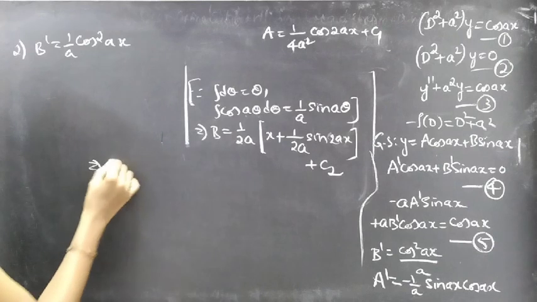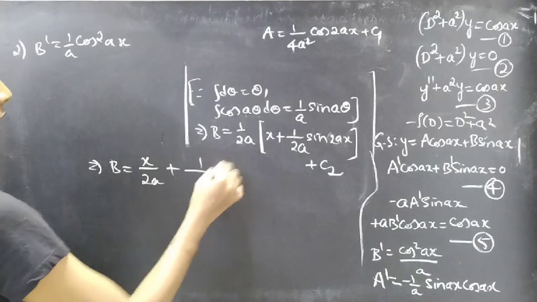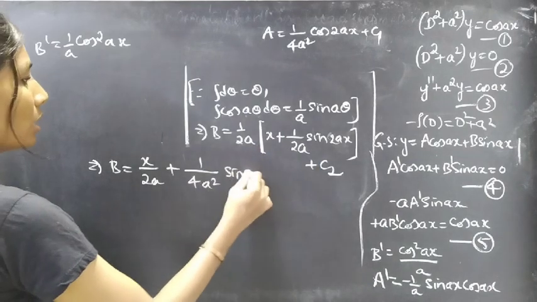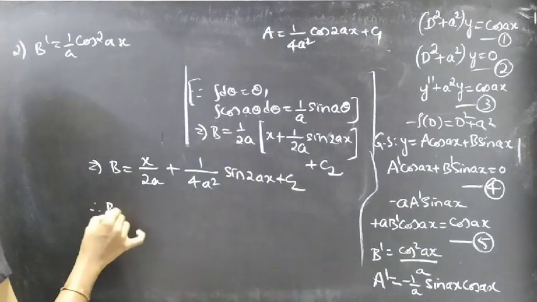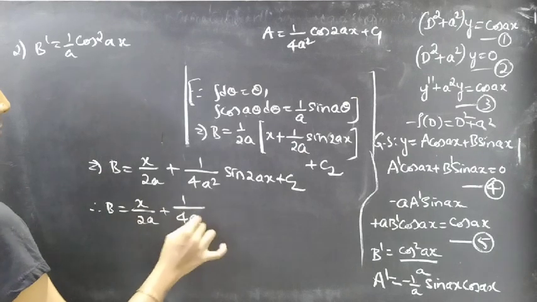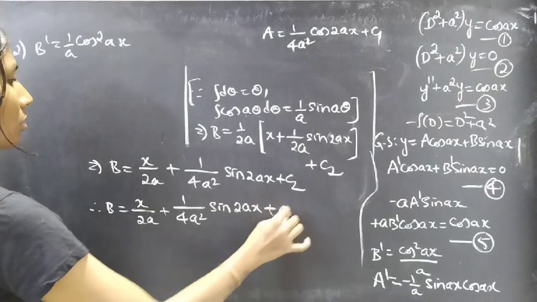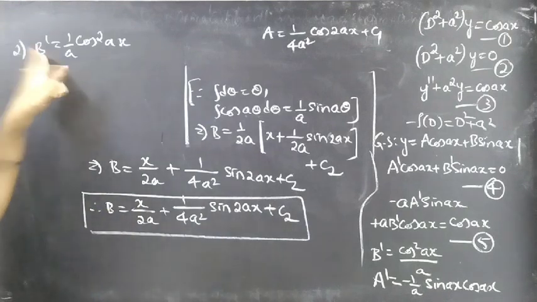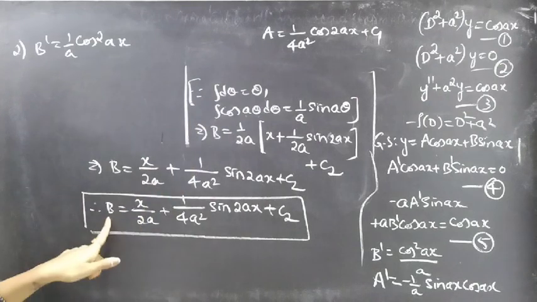This becomes B equals x by 2a plus 1 by 2a into 2a, 2 twos are 4, a into a square sin 2ax plus c2. Therefore, B equals x by 2a plus 1 by 4a square sin 2ax plus c2. So we got B from B dash, right? We are having A and B.